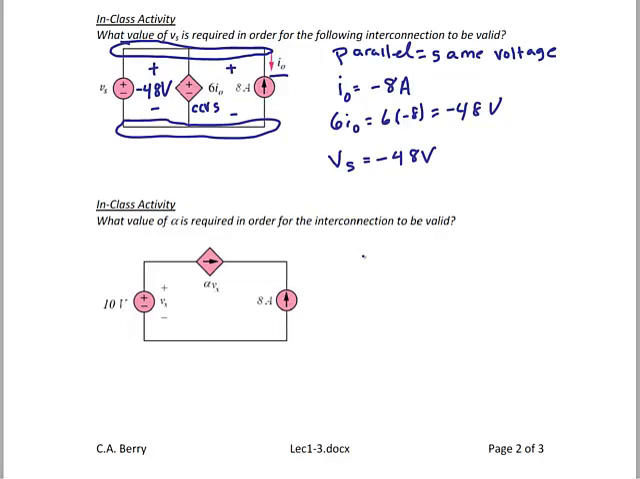Let's try the next activity. Here's our next vocabulary word, and it is series. When exactly two circuit elements are connected end to end, they are said to be in series. So in our case, the 8 amps is in series with the alpha Vx current source, and the 10 volt source is in series with the 8 amp current source. Elements that are in series have the same current, same direction, same numeric value.